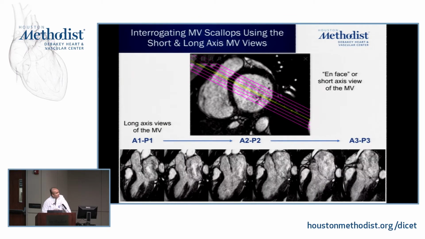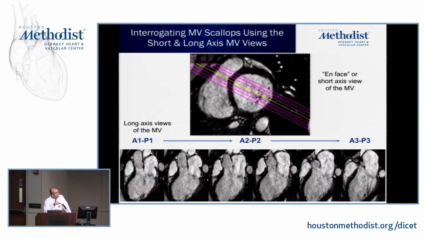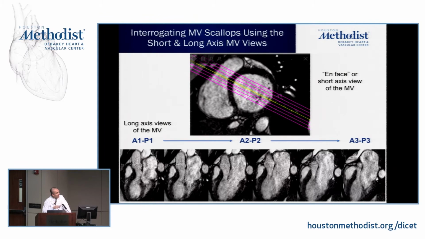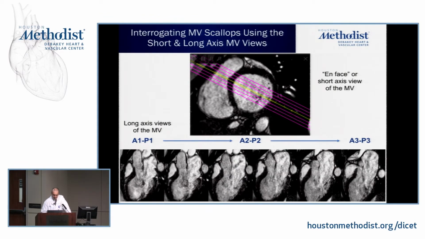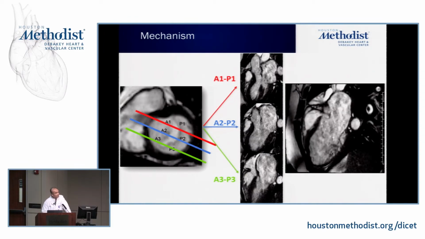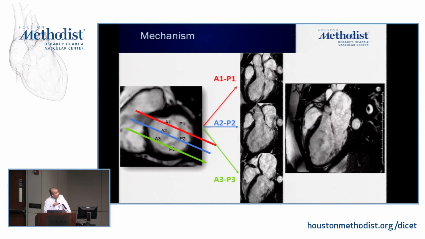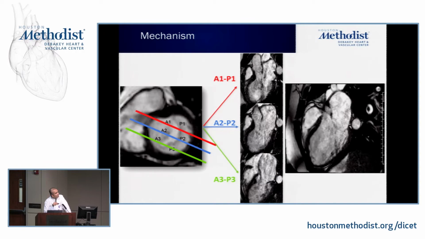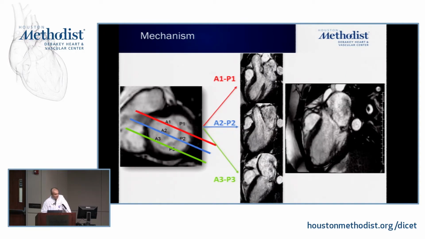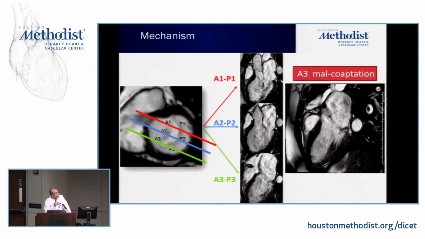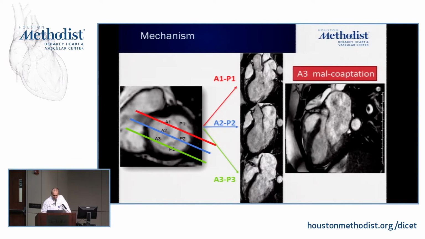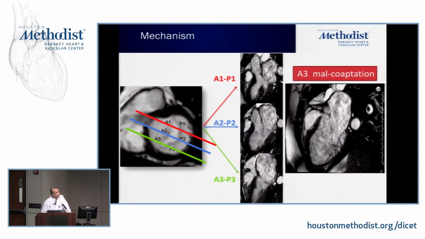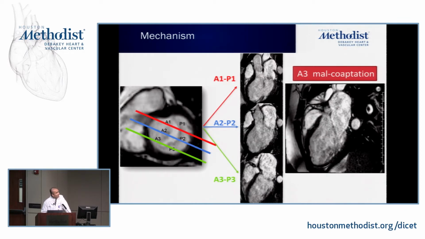And this is just an example of what these would look like when we look at the cine images. And it allows you to localize a specific cusp that the abnormality is occurring within. And here's an example of a particular case. And if you look at this, the coaptation abnormality in this case really is down very inferiorly at the A3-P3 interface, where you can see those two leaflets don't coapt together properly. So this would be a case of a malcoaptation of the A3 scallop.